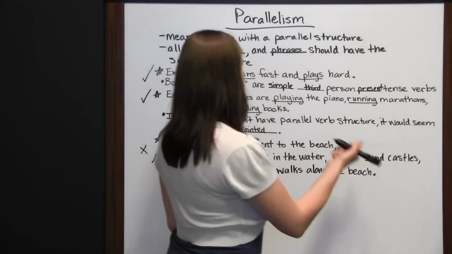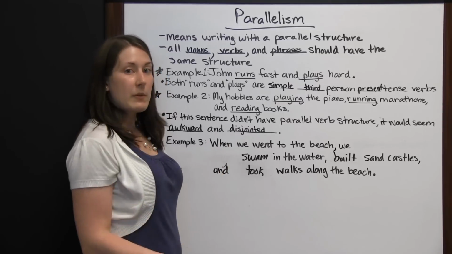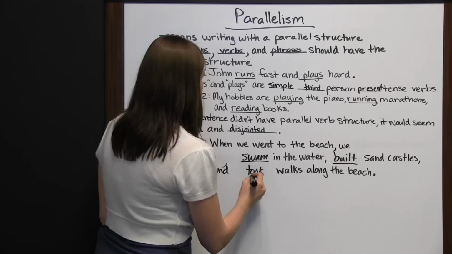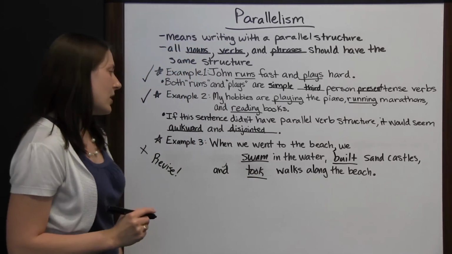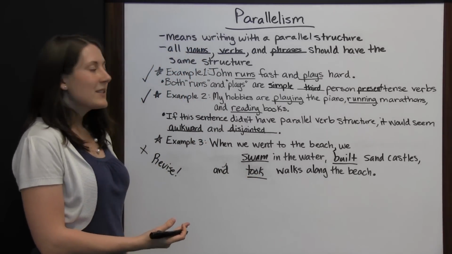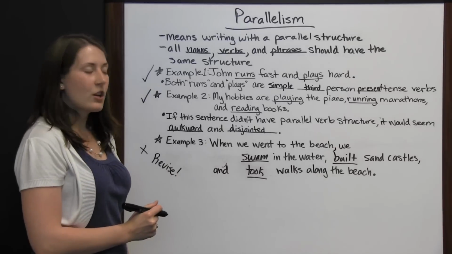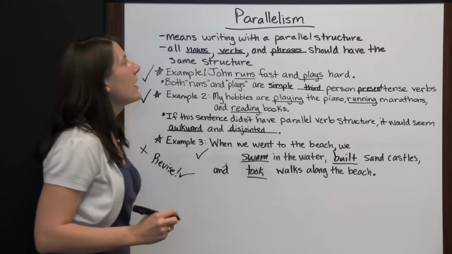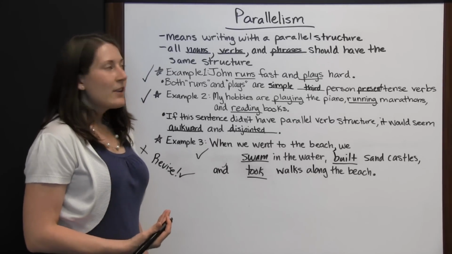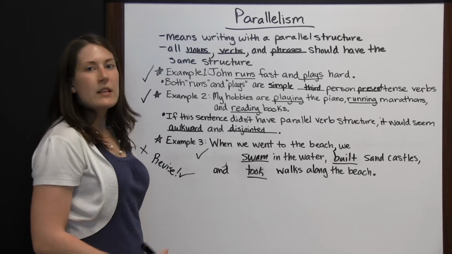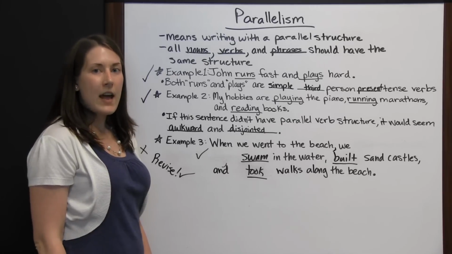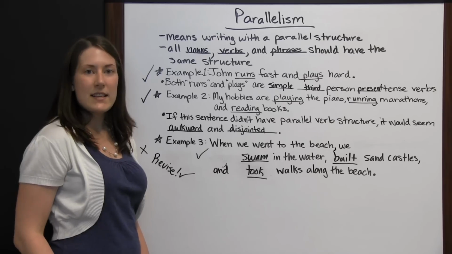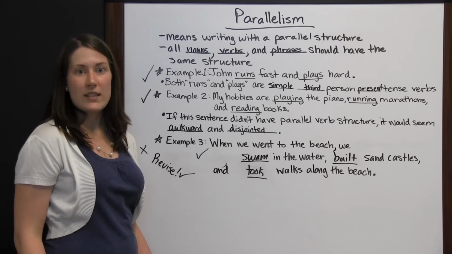So another way to fix a sentence was to say, when we went to the beach, we swam in the water, built sandcastles, and took walks along the beach. So we changed them all to past tense, and now they match and have parallel structure. So now we've revised it, and it's good. So whenever you're writing, make sure that your writing has parallelism. You want to make sure that all the nouns, verbs, or phrases have the same structure so that your writing makes sense and doesn't sound awkward or disjointed.